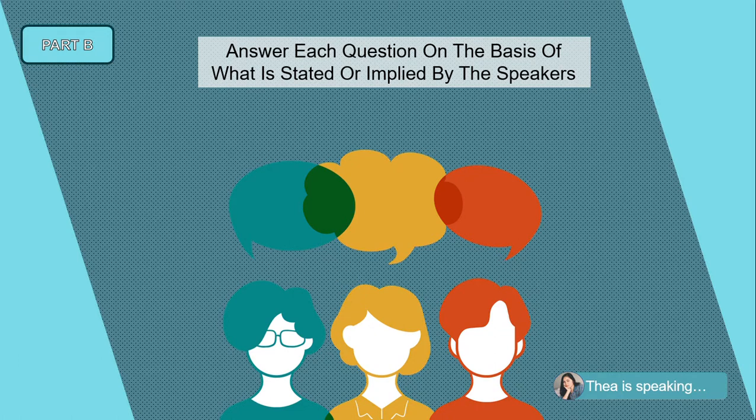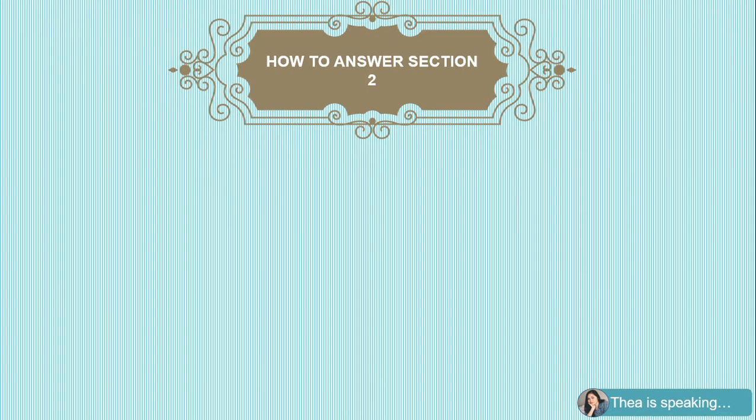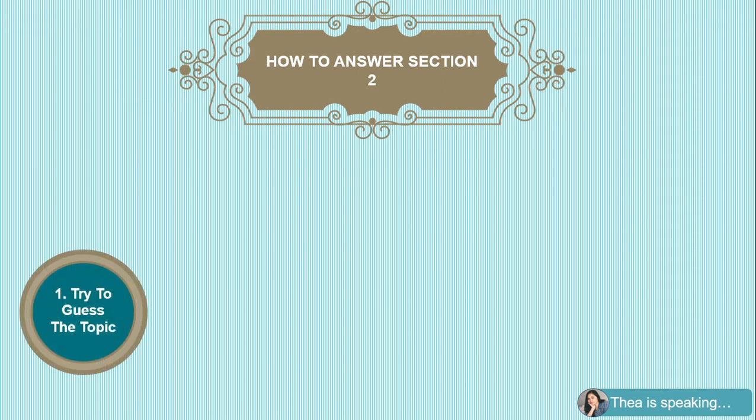In Part B, the problem that is often found is determining the topic, because the topic is implicit. So, here is some advice for doing well on Part B. First, try to guess the topic. In the few seconds before the conversation starts, look quickly at the answer choices so you can be ready for what's coming. Look at the words and expressions and try to guess what the topic will be.